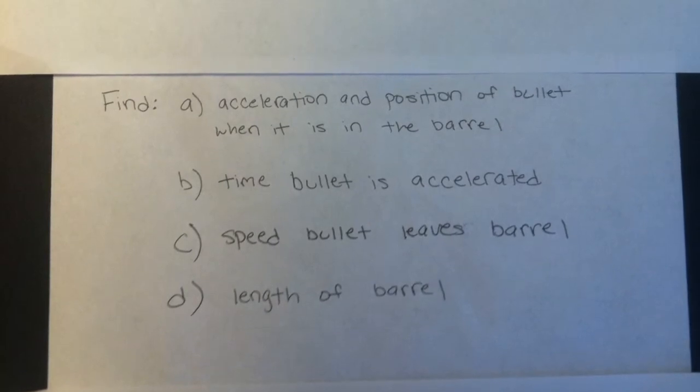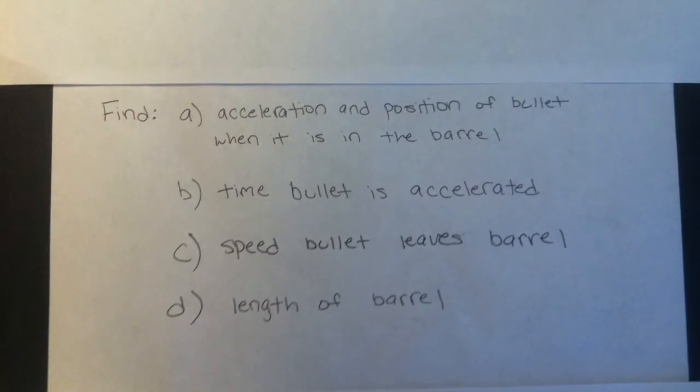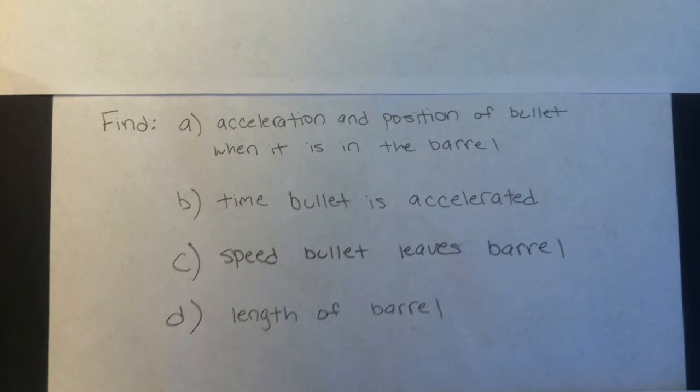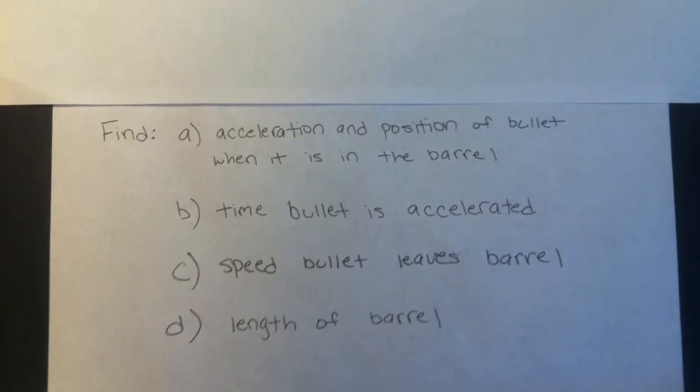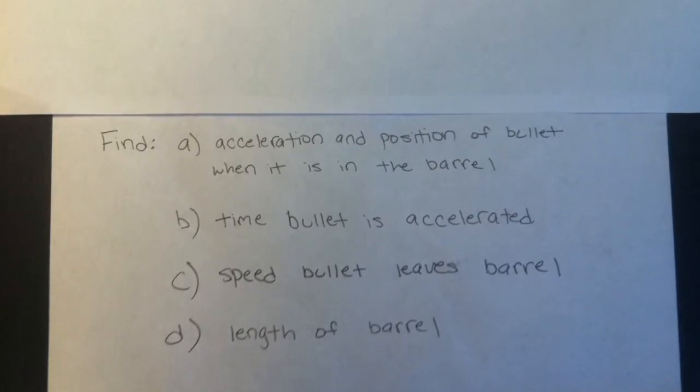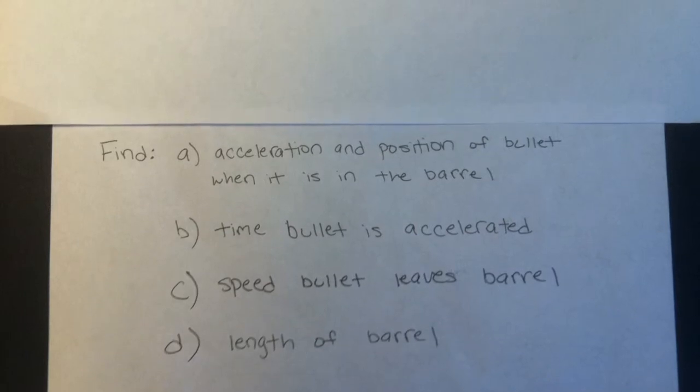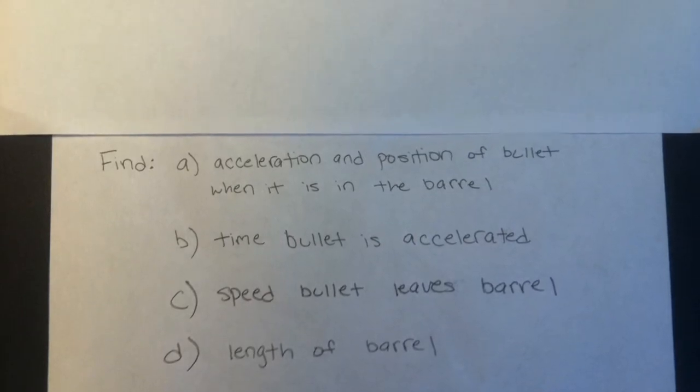Then we are asked to find, for A, the acceleration and position of the bullet when it is in the barrel, B, the time the bullet is accelerated, C, the speed at which the bullet leaves the barrel, and D, the length of the barrel.